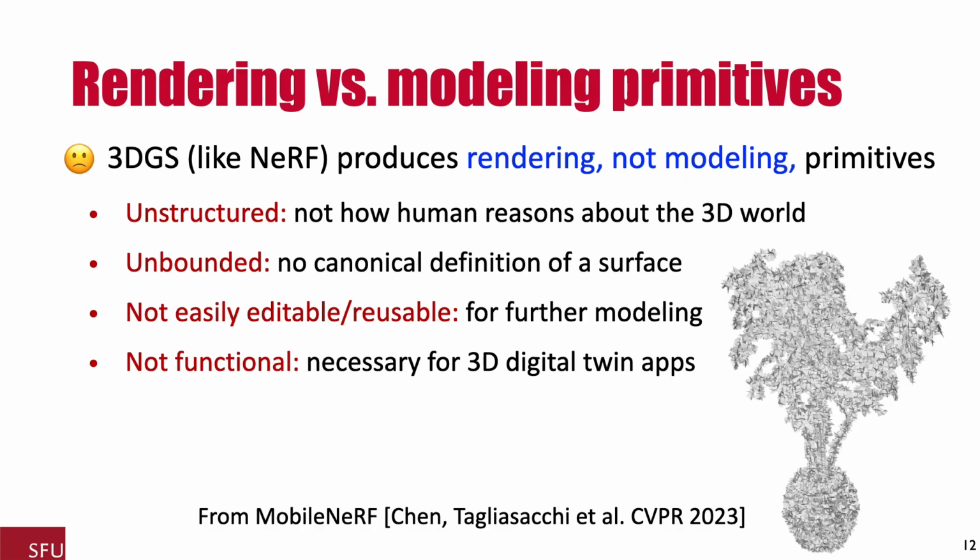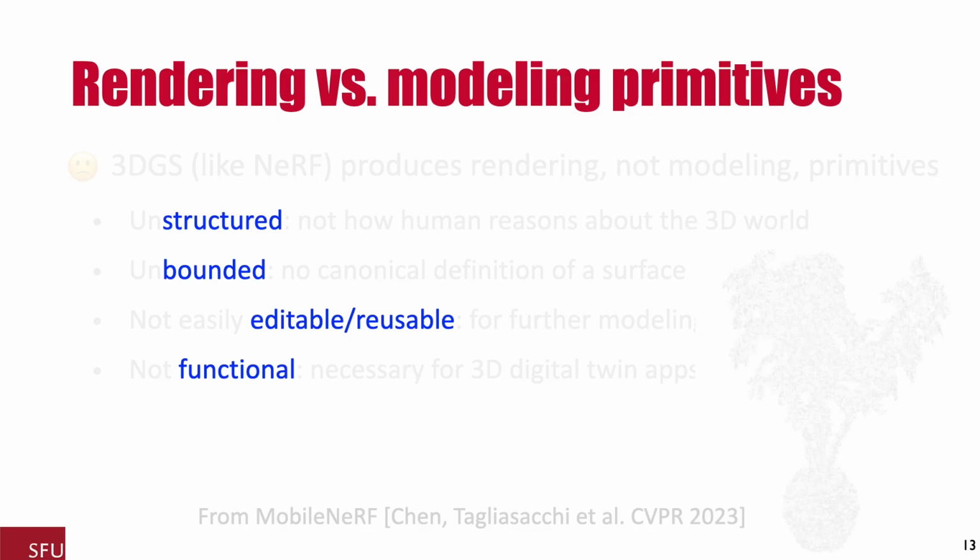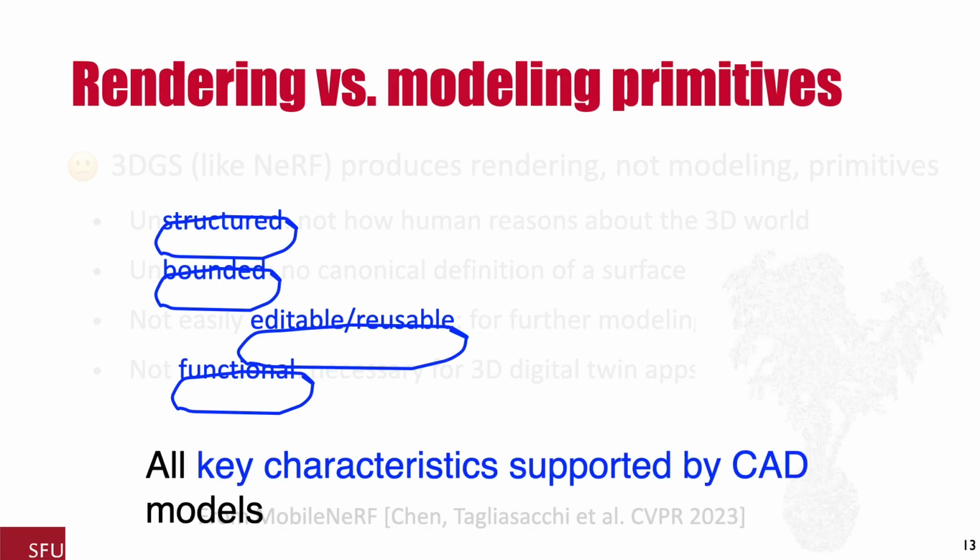Now, let me do something fun. I'm going to reverse everything. Something structured, bounded, more editable, more reusable, and that easily supports functionality or functional reasoning. I would say these are all key characteristics supported by CAD models.